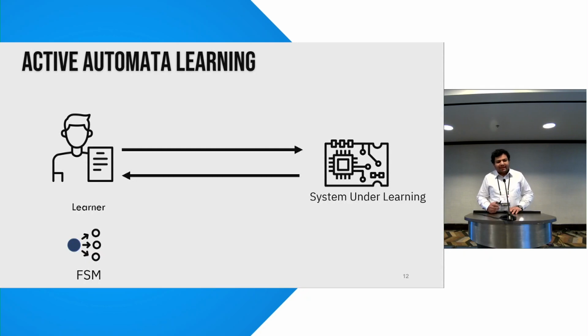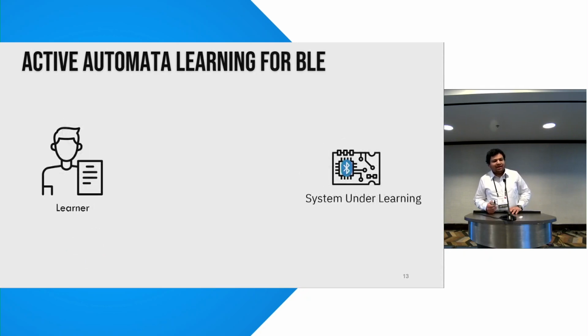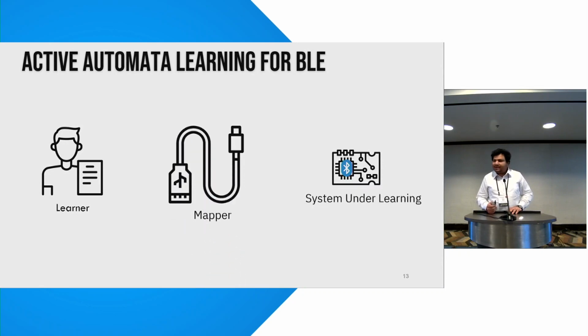So in practice, it's not that easy. For real-world systems like Bluetooth, we need to design a mapper that converts these abstract symbols to concrete BLE packets, and similarly does the opposite, converting real output packets to abstract packets so that the learner can learn finite state machines.